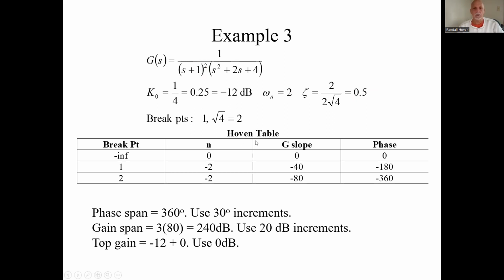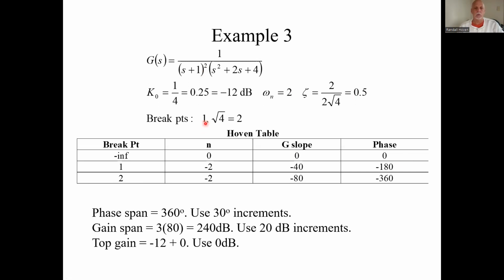So step 2 is filling in the Hoban table. Let's see, we have no poles or zeros at the origin. So at the minus infinity breakpoint, the n is 0. That's a new feature of this example. We haven't seen that. So the gain slope is just going to be a flat 0, and the phase itself will be 0.